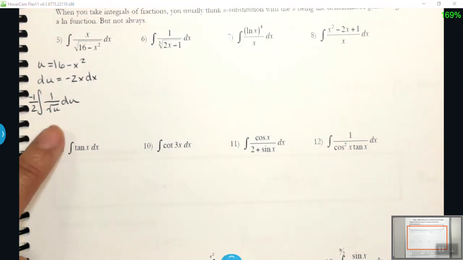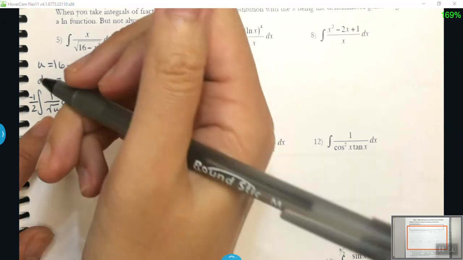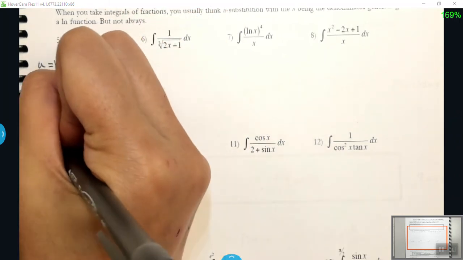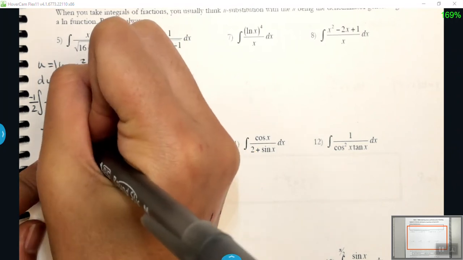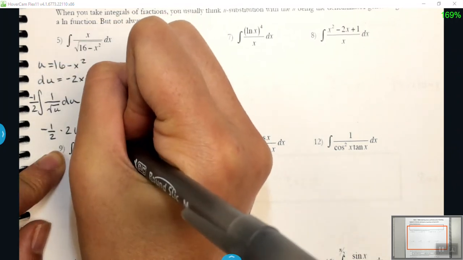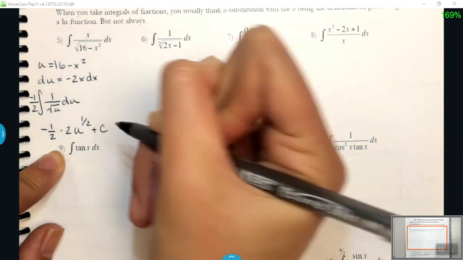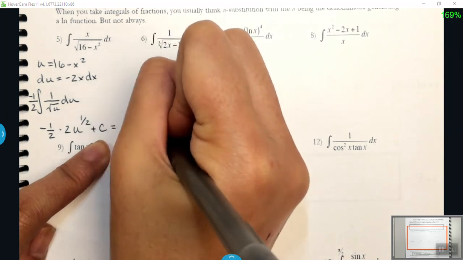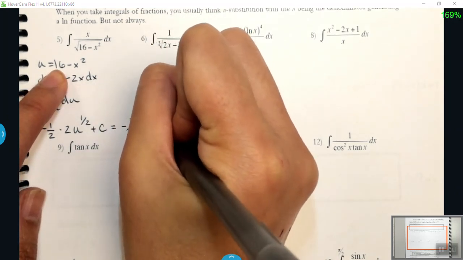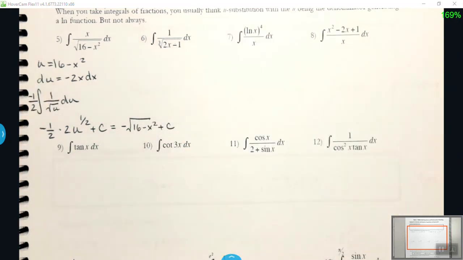Don't do natural log for this because the exponent in the denominator is not 1. So this you do normal integration of u to the negative 1/2, which would be u to the positive 1/2 times 2. And so then we can go back to negative square root 16 minus x squared plus c. So that's what number 5 should be.